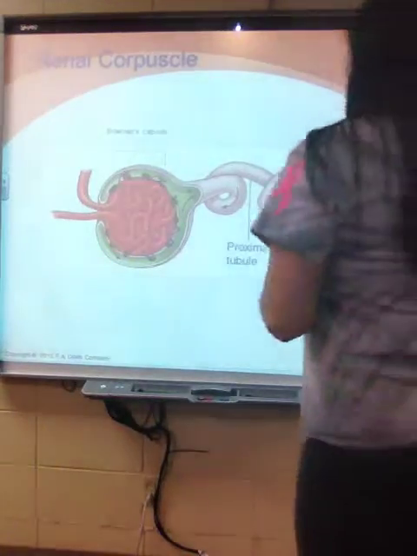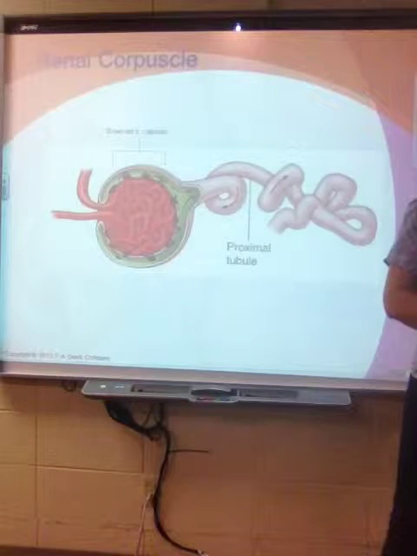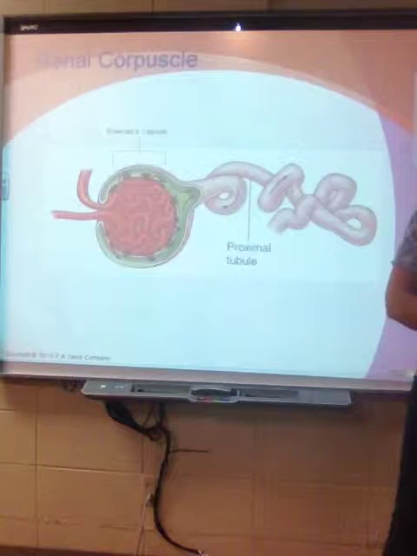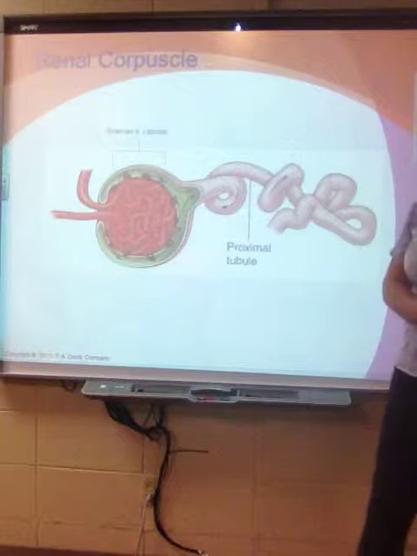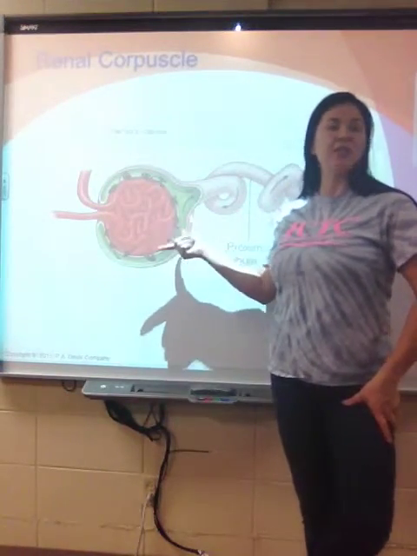So, what do you think it would mean if you did have blood or protein in your urine then? Something's wrong with it. Yeah. So you can have issues here. You can have issues with this glomerulus.